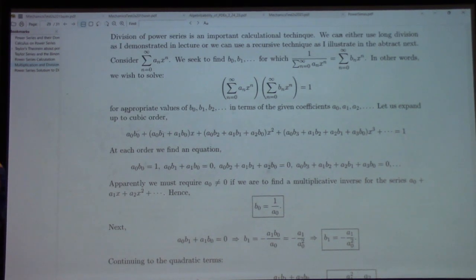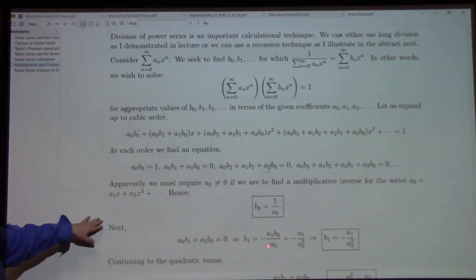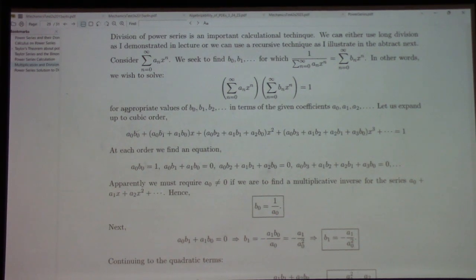We're trying to solve for the b's in terms of the a's, all right? So the first one's really easy to solve. How do you solve for b0? Well, divide, right? And then the second one, a0 b1 plus a1 b0, how do you solve that? Well, solve for b1, right? b1 is minus a1 b0 divided by a0. And the thing is, I already found b0 from the previous step, right? So I plug that in, and I get minus a1 over a0 squared, and that gives me b1. Well, this is starting to look good. I've got the formula for the 0th one. I've got the formula for the first one. And maybe I can keep doing this, right?